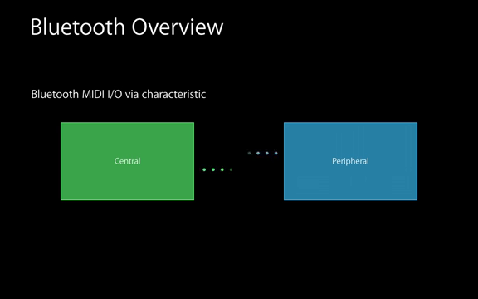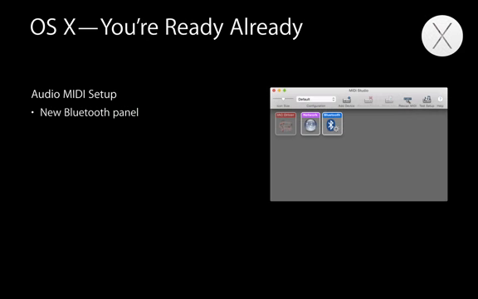Now, in order to have a Bluetooth connection, you have to have one central and one peripheral, and we allow Macs and iOS devices to play either role. So you can connect Mac to Mac, iOS to iOS, Mac to iOS, and vice versa. So what does this mean for you and your application? If you are writing a macOS 10 application, the good news is you are already ready.